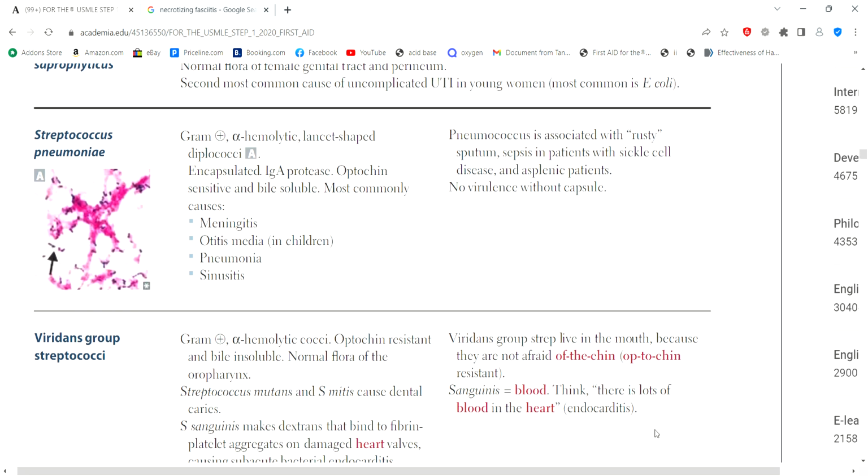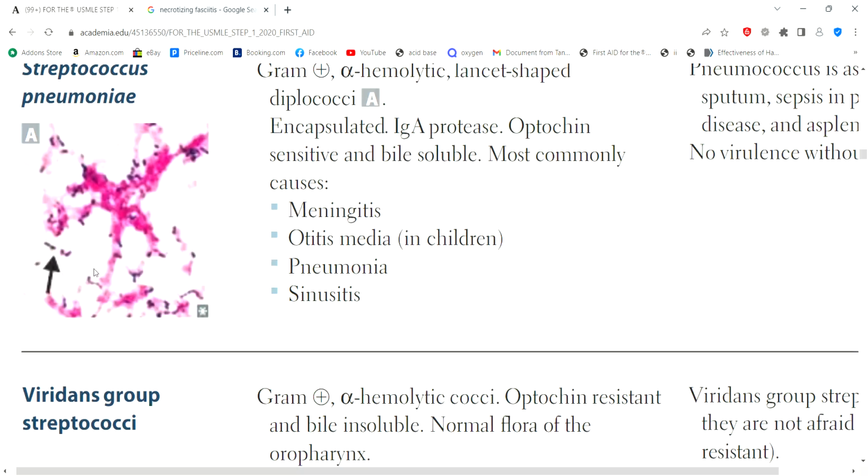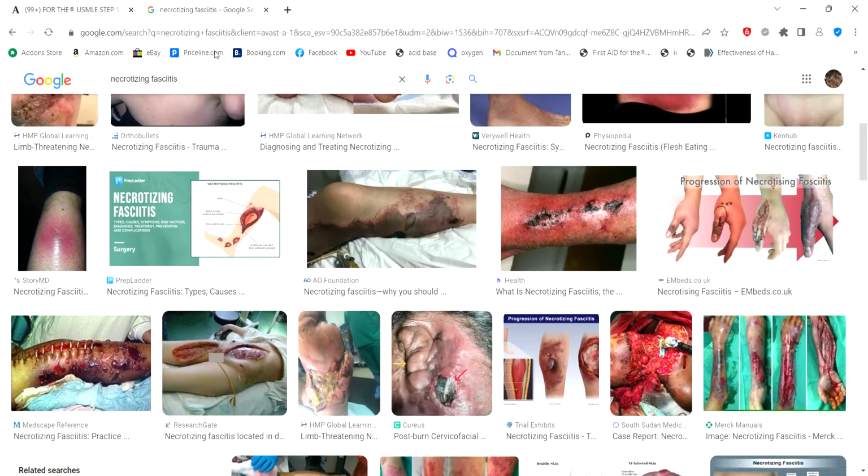Now, Streptococcus pneumoniae. It's gram-positive and alpha hemolytic. Remember that it's partial hemolysis. It's lancet-shaped diplococci. You can see right here what that means. Strep pneumo, here's another better picture.